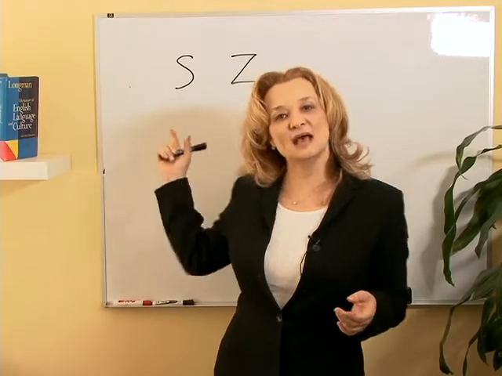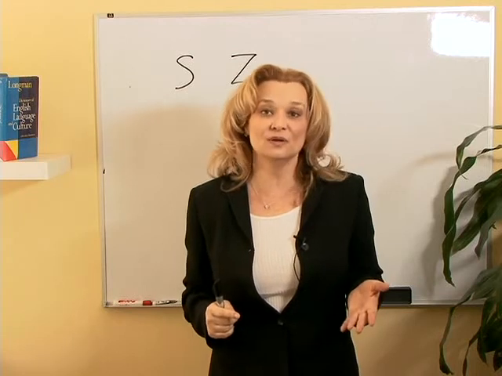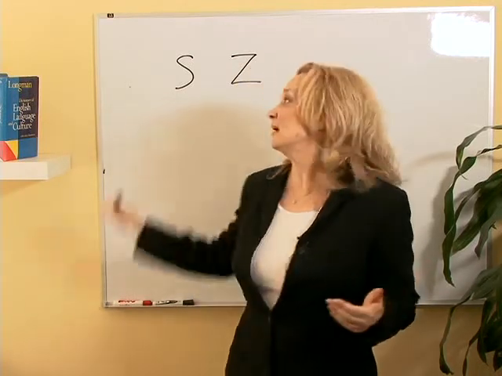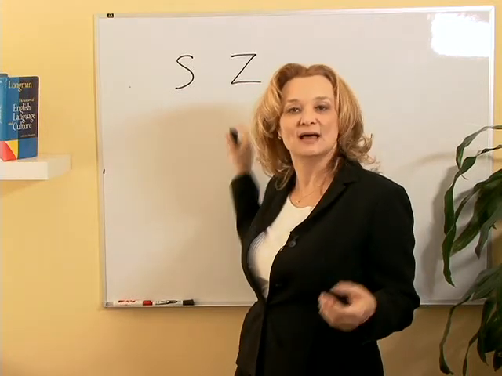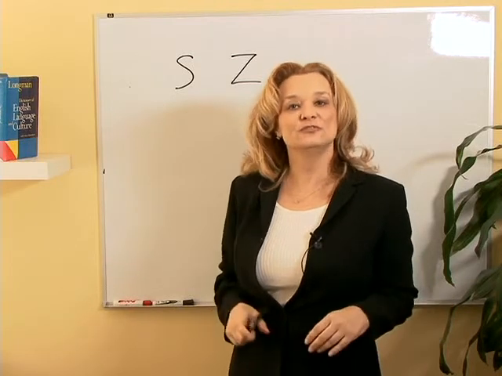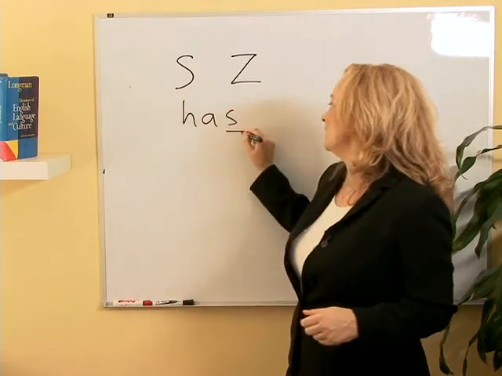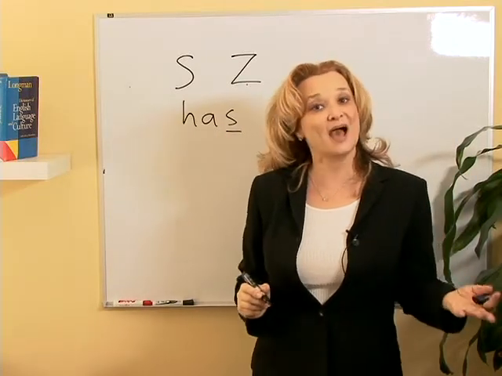Let's talk about the S and the Z sounds. This can be confusing and difficult because in English, very often a word is spelled with an S, but it's actually pronounced with a Z sound. For example, the word has. It's spelled with an S, but the sound is actually Z, has.